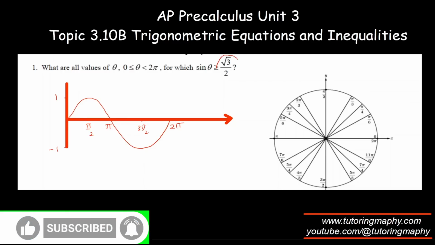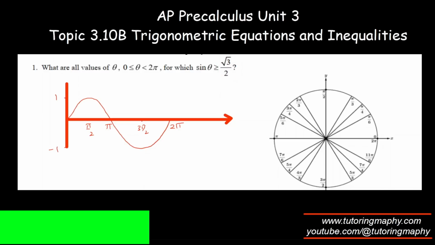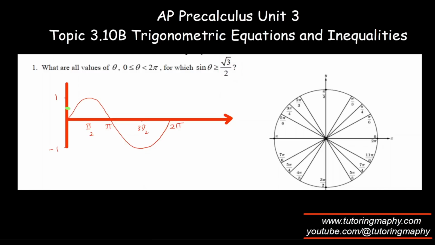Now they need sine theta to be greater than root 3 over 2. And where is root 3 over 2, guys? It's somewhere over here, right? I want the red one, which is sine, to be greater than or equal to the green one, which is root 3 over 2. So isn't my answer this portion of x?